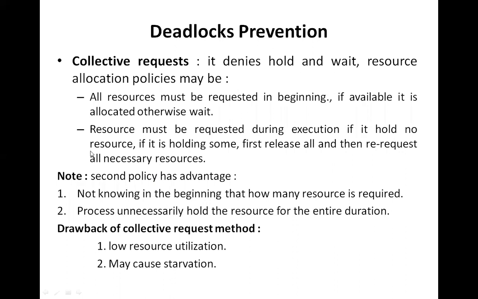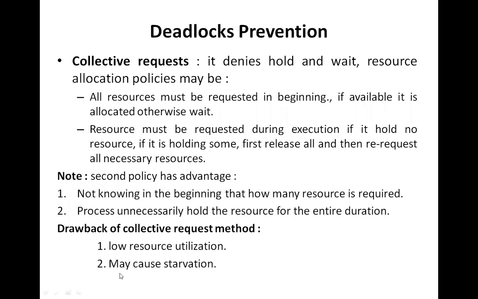Now, this collective request method of deadlock prevention seems to be very simple, and it seems to be effective also, but it has a certain problem. There are two drawbacks of this scheme. The first is it generally has low resource utilization, because a process may hold many of the resources but may not actually use several of them for a long time. Meaning thereby, if resources are allocated to a particular process, whenever it is done using them, it should release them so that other processes can use them. That is the meaning of low resource utilization.